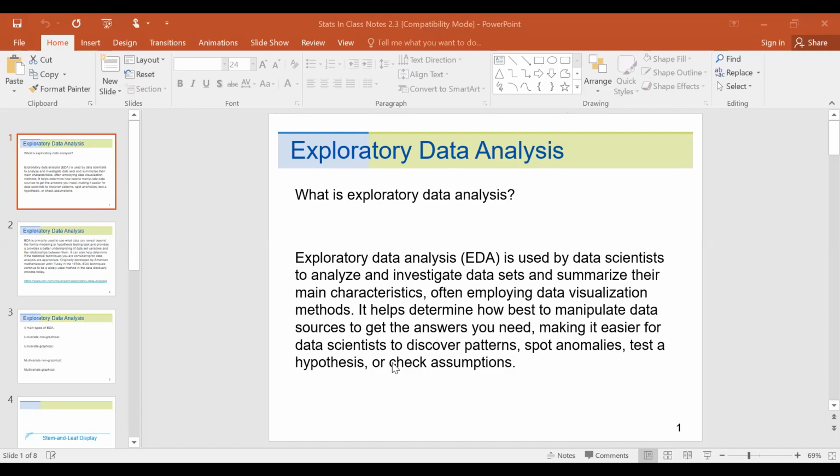Well, we have this entire paragraph kind of explaining, but essentially, it's ways where data scientists can analyze and investigate data sets and summarize their main characteristics. Okay, we're often using visuals, like histograms and frequency tables. Now we're going to talk about another visual that we can employ. We can also determine how we can manipulate data sources to get the answers we need. We can look at patterns, try to look for anomalies, test hypotheses, and so on. Okay, so that's kind of exploratory data analysis.